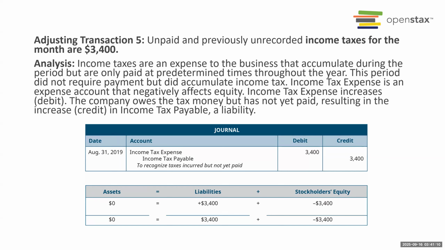We have unpaid and previously unrecorded income taxes for the month of $3,400. Income tax expense is debited $3,400, and income tax payable is credited $3,400. Liabilities increase $3,400, and stockholders' equity decreases $3,400.